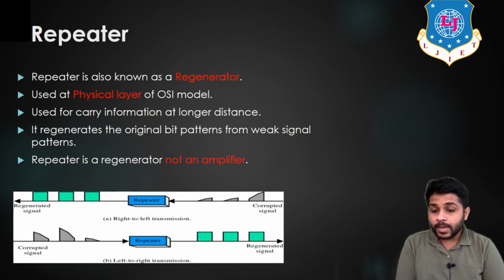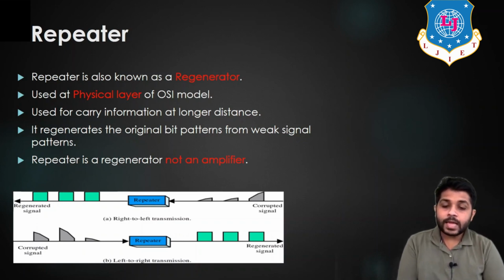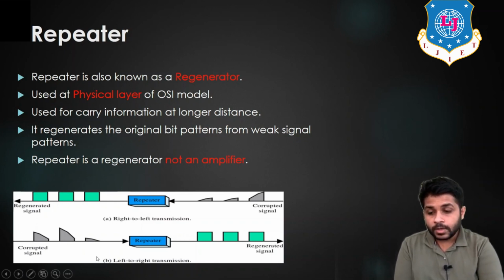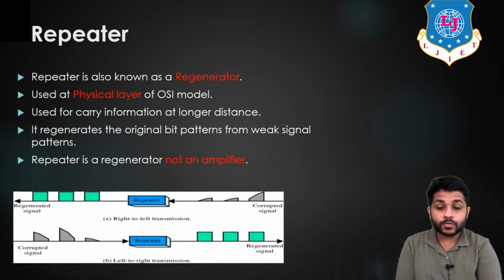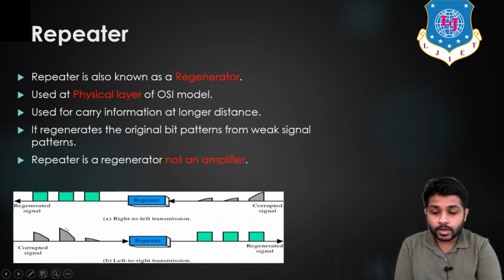The repeater is not an amplifier. What is an amplifier? The amplifier amplifies the signal, but it does not remove the noise. But the repeater will remove the noise. You can see in this figure, at the input of the repeater, there is a corrupted signal, which means the signal is noisy. When this noisy signal is given to the repeater, it will remove the noise and convert the signal to the original shape. That is the function of the repeater. If we give this noisy signal to the amplifier, the signal will be amplified along with the noise. So that is problematic, right?